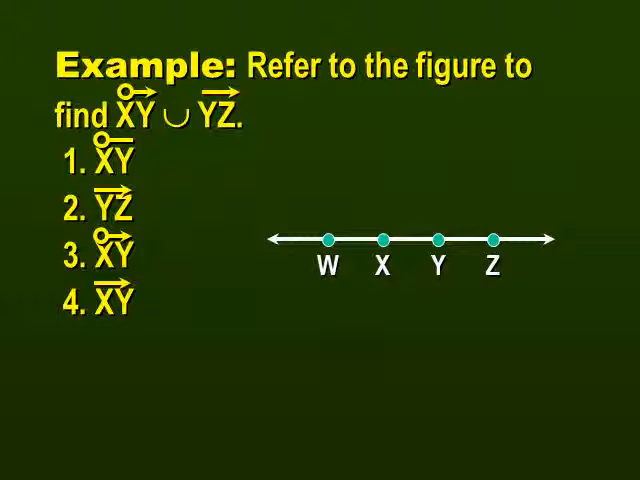Same with this example. Go ahead and read it to yourself and write an answer before you listen to the explanation. Okay, so the math sentence says half line XY union the ray YZ. If you draw that out, YZ ends up being a subset of the half line XY. So if you answered half line XY, you are correct.